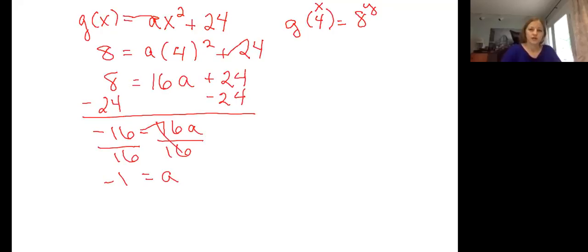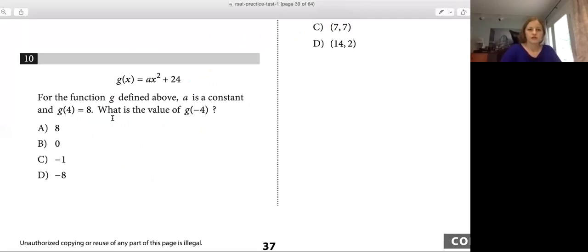Now here's where they tried to trick you. Are we done with the problem? Right now I got a equals negative 1. And a lot of students will just stop there and circle C. But what you want to do is go back and say, what does the question ask me for? The question asked me for g of negative 4. So we are not done. All right, so let's go back to our work.